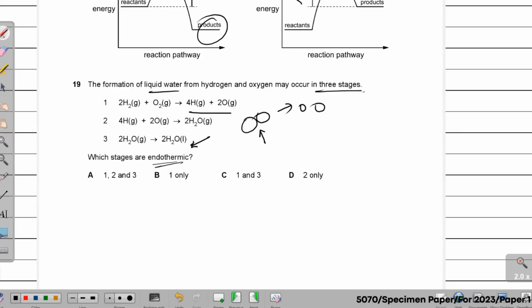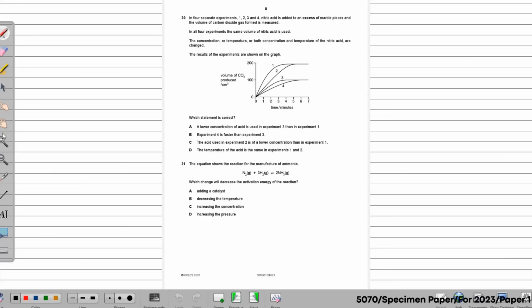So that means yes, number 1. Number 2 is a bond formation, and number 3 is also a bond formation. Number 3 is from gaseous to liquid, so options 2 and 3 are incorrect. Only option 1 is related to something endothermic. So number 19 is going to be B, since bond breaking occurs, and bond breaking requires energy to be applied to the bonds, and energy is absorbed, so the reaction is endothermic.